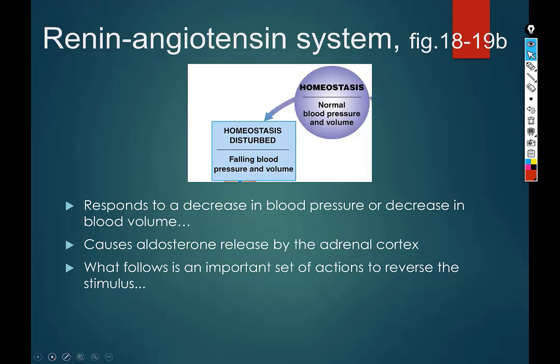Okay, so this is a good place to stop because the renin-angiotensin system is a very complex system, and it's basically there to respond to changes in blood pressure or blood volume. And those two things are linked because how hard your blood is pushing on your vessel walls is the pressure, and that corresponds to how much blood is in those tubes, which is the volume. So those two ideas are pretty similar. The renin-angiotensin system causes aldosterone release by the adrenal cortex, and then you get into this big interlocking set of feedback loops, which we will discuss next time.